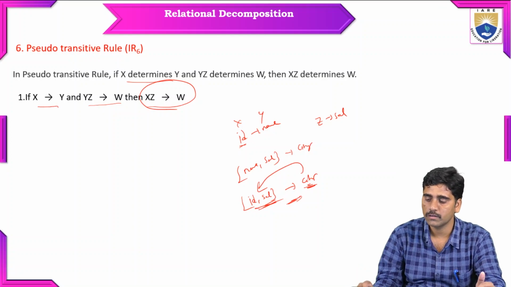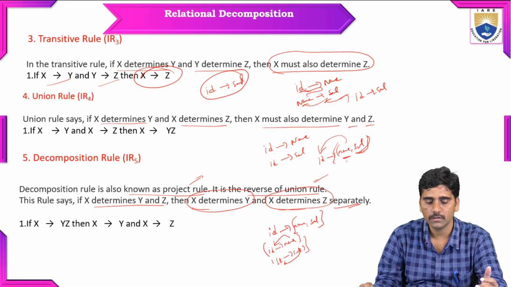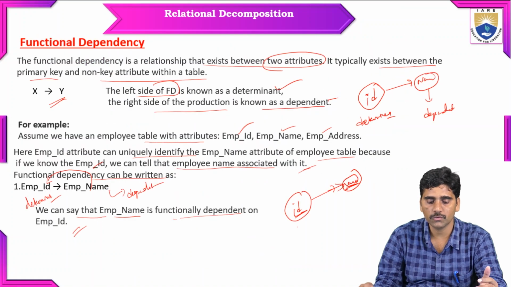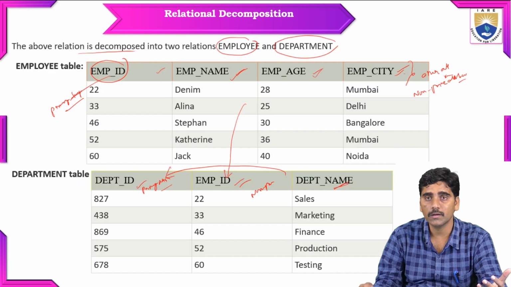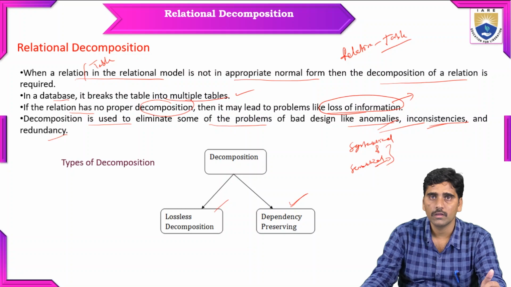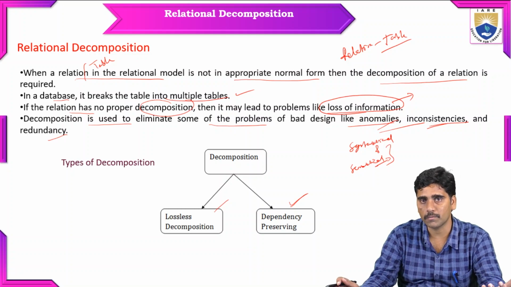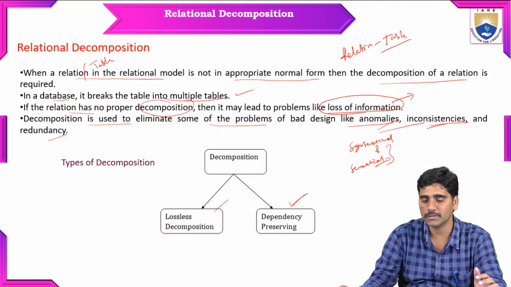Once again we revise the topic which we discussed in this session. The first is what is meant by decomposition. Why are we performing decomposition? When a relation in the relational model is not in appropriate normal form, then we must go for a decomposition process.